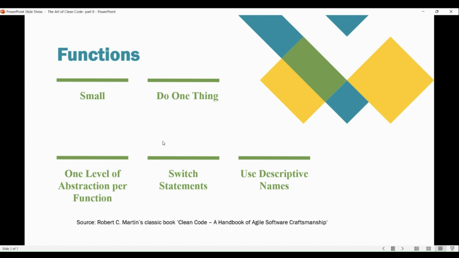And finally, always remember the DRY rule. Do not repeat yourself. Duplication is a mess that must be avoided. So, this is all we have for the functions, for the arrangement of the functions, for the blocks within the function, and for the other outer aspects of a function.